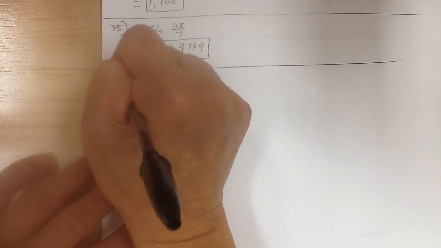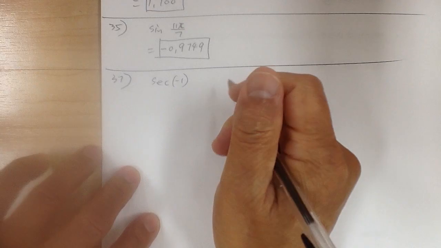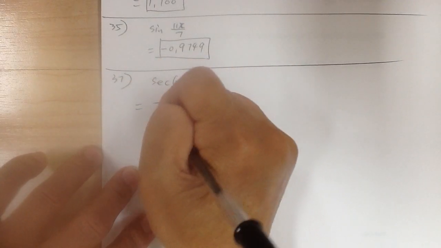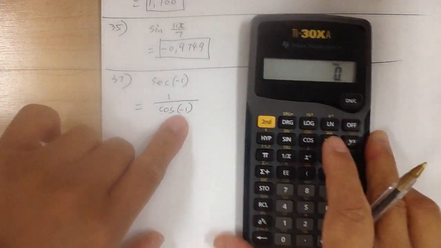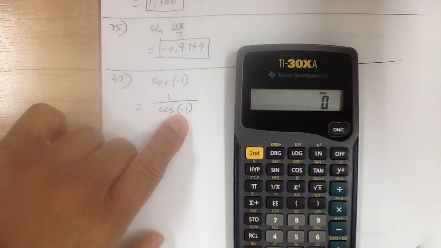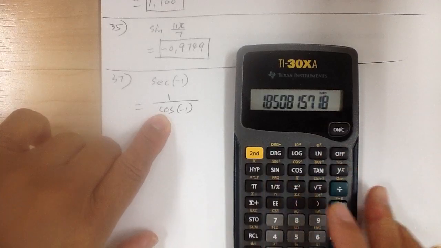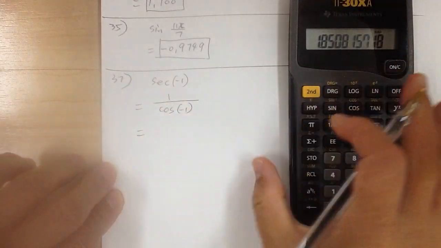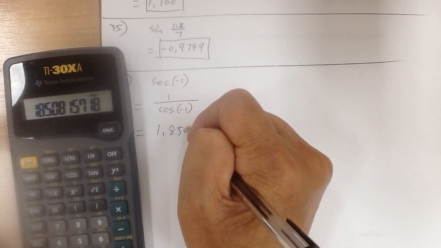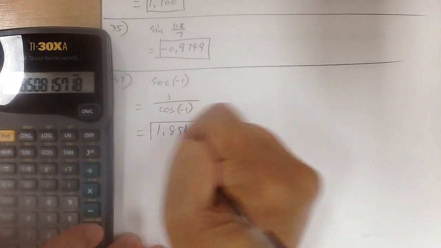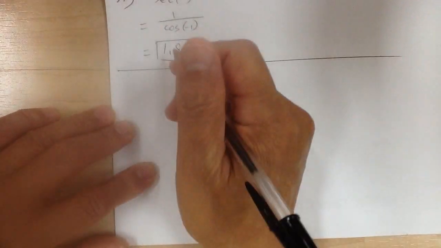Next one, number 37. Secant of negative 1 radian. Again, first you have to convert this into 1 over cosine of negative 1 radian. Make sure it's in radian mode. So go 1 negative, take the cosine of that, then 1 over that, so 1 over x. So this is equal to 1.8508, so it'd be 1.851. Again, 4 significant digits.